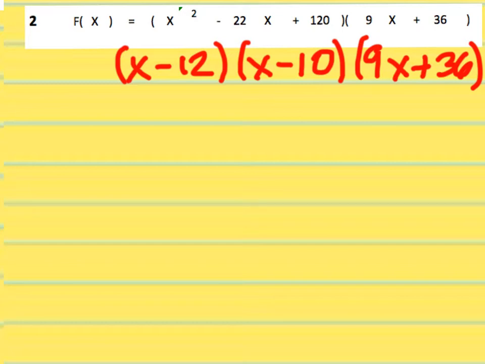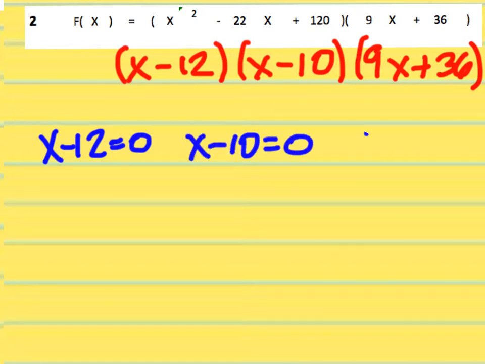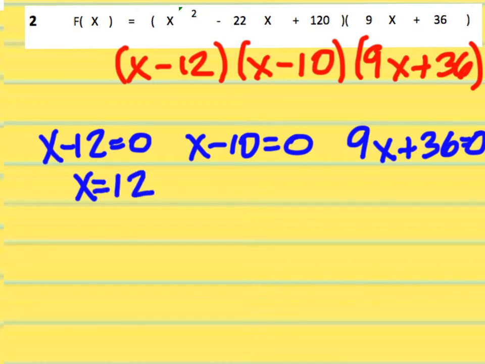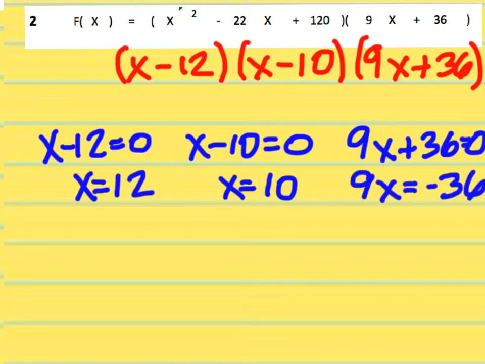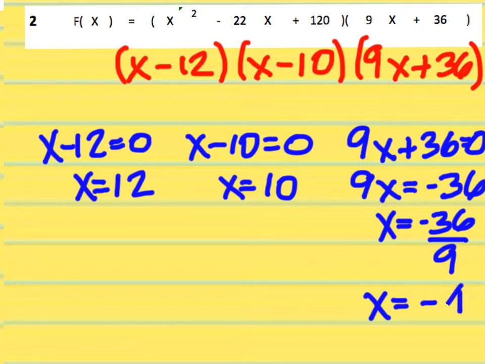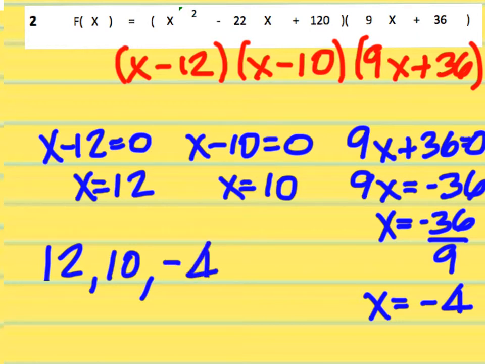So we have three things that we have to set equal to 0. That would be x minus 12 equals 0, x minus 10 equals 0, and 9x plus 36 equals 0. So here you're going to end up with positive 12. This is positive 10. And you're going to have 9x equals a negative 36. Move the 36 to the right, change the sign. Negative 36 over 9 comes down to be a negative 4. So you have 12, 10, and negative 4.